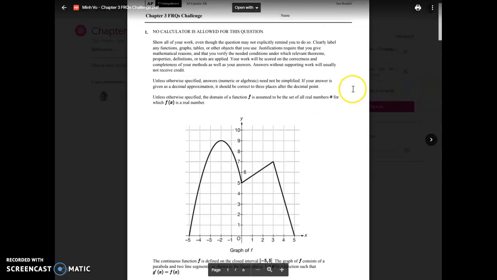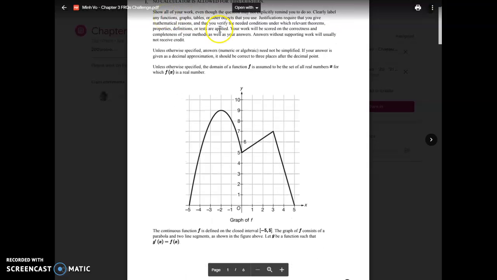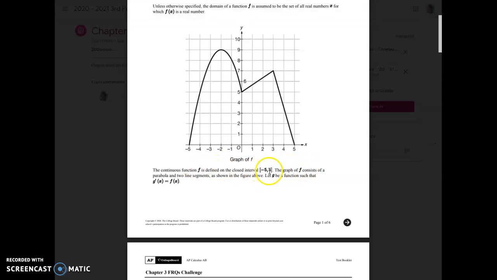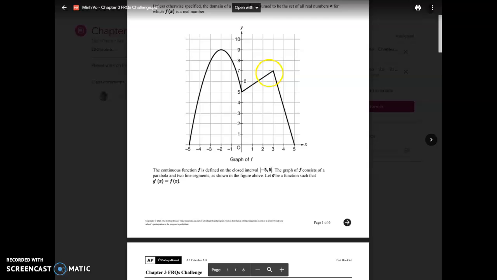Hello. Today I'll be going over number 1 of the chapter 3 free response questions. In this question, it gives us a graph, as seen here, and it tells us that this is graph f of x on the interval -5 to 5, and it is composed of a parabola and two line segments. It says that g is a function such that g prime of x is equal to f of x. So essentially, this graph is a representation of g prime of x.